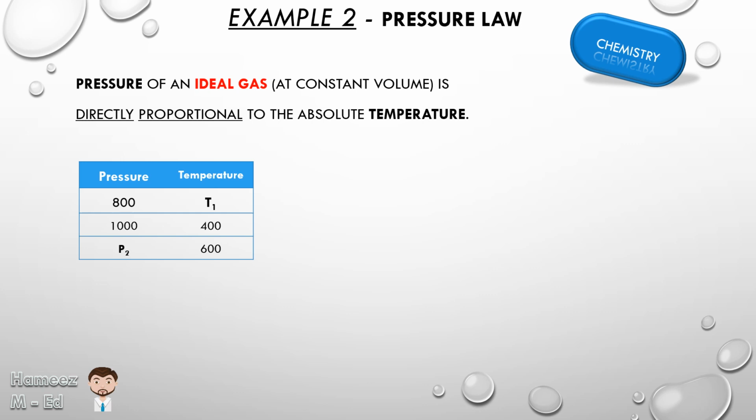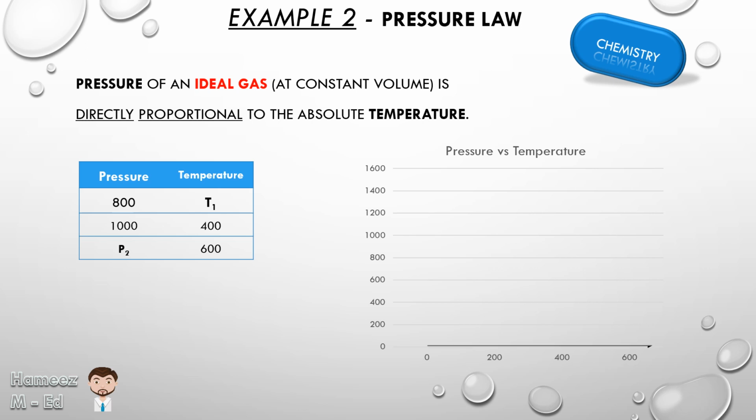So how do we go about finding this? Using a graphical method. Now what we must remember, since it says it's directly proportional, is that the graph goes through the origin, where the pressure will be 0 and the temperature will be 0. So we already know one point. Now there's a second point they gave us: 1000 is the pressure and 400 is the temperature. So we have 2 points. And since this is a directly proportional graph, we can draw a straight line through those 2 points.